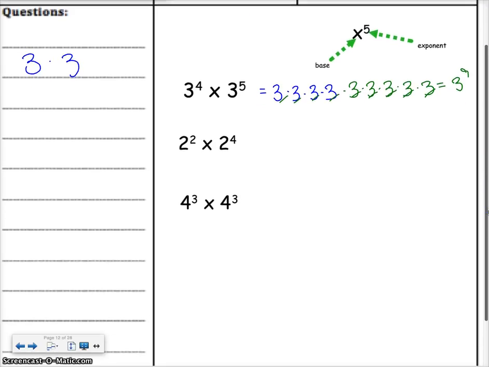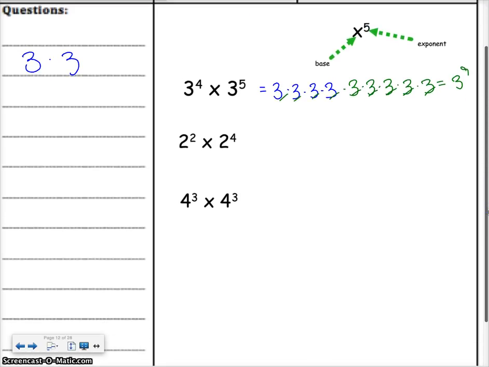2 squared times 2 to the 4th. So, how many 2's are in 2 squared? 2. 2 times 2 times, how many 2's in 2 to the 4th? 4. 1, 2, 3, 4, for a total of 6 of 2 to the 1, 2, 3, 4, 5, and 6. 2 to the 6th. You should be checking. Is there something I can do where I don't have to expand it out? Now hold on. Let's test your hypothesis now if you are hypothesizing.